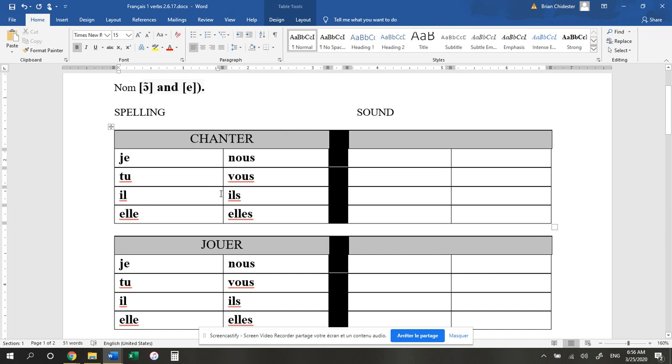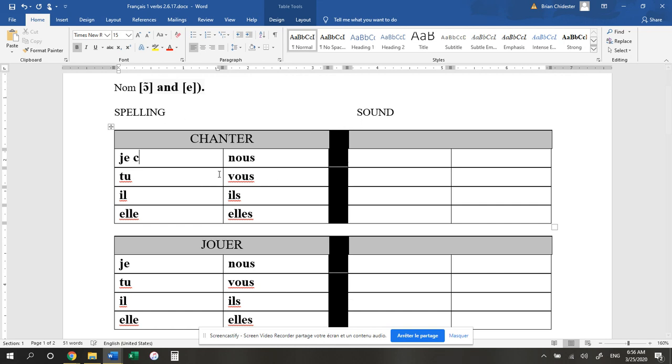So I use these charts to lay out for you how each verb form goes with a different person. Now, the thing is, these ER verbs have different spellings, but the sounds are often the same. So when we do the spelling, you'll see I have two columns here, spelling and sound.